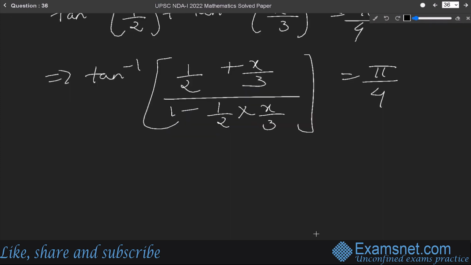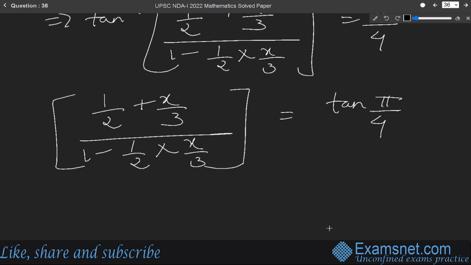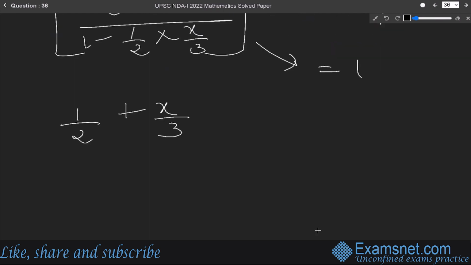Now tan inverse will go to the right side, so it will become (1 by 2 plus x by 3) upon (1 minus 1 by 2 into x by 3) is equal to tan pi by 4. This tan inverse has come to the right hand side. We know that tan pi by 4 is equal to 1. So I can write (1 by 2 plus x by 3) upon (1 minus 1 by 2 into x by 3) is equal to 1.